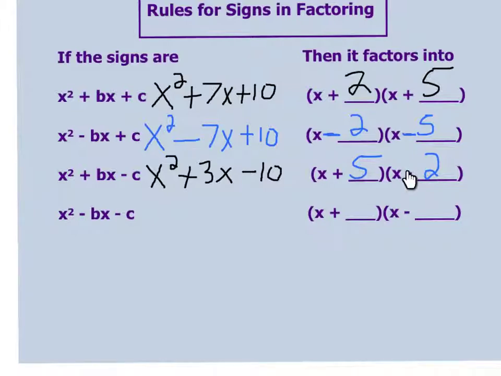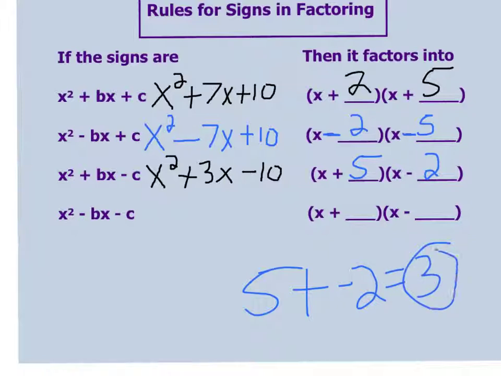5 multiplied to negative 2 gives me negative 10. But what if I add 5 plus negative 2? Then I get positive 3, and that's what I have right here.